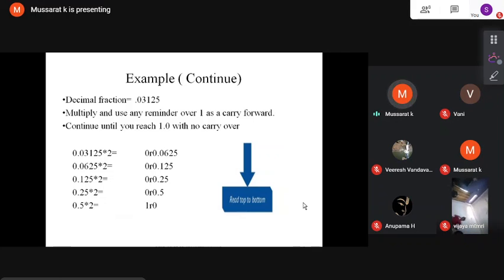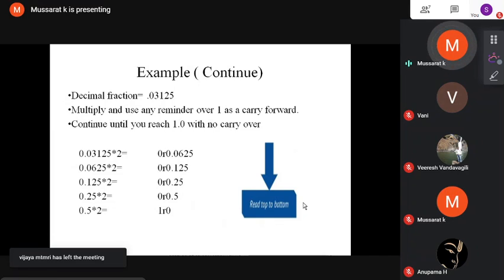So we have 0.03125 here, and we multiply it by 2. After multiplying, we get 0.0625. Again we multiply this number, and we continue until we get a value of 1. Once we get a 1, that is the ending point. So we read the answer as 0, 0, 0, 0 and 1. This is the binary number after converting the fraction.